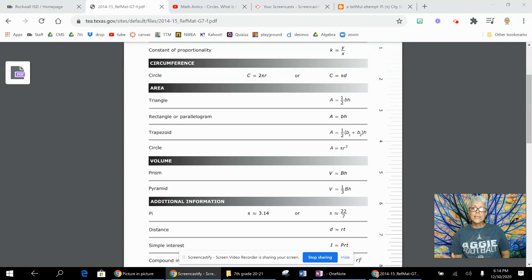Hey guys, today is our second day of talking about circles, and today we're going to focus on circumference. Circumference is the distance around a circle, kind of like the perimeter of a circle.